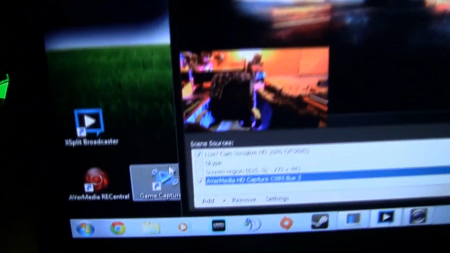And over here on the stream, which I have not started yet, but I'm going to do that later, we have a webcam down in the bottom, which is a 1080p webcam, and it's streaming at 720p since it cannot go up that far, which kind of sucks.